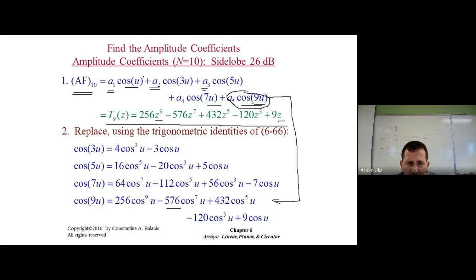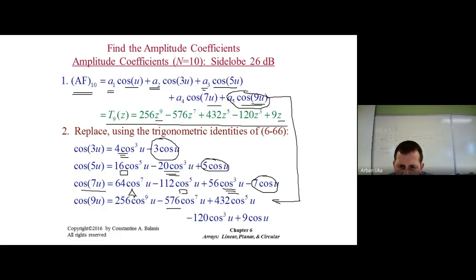So for a moment, let's have a look here. This is cosine 3U. Cosine 3U includes cosine U, and it has cosine cubed. Let's put 3 lines. Cosine 5U includes cosine U, it includes cosine to the power 3, and it also has, let's mark this with a square, cosine to the power 5. Then cosine 7U has the fundamental frequency, cosine to the power 3, cosine to the power 5, and cosine to the power 7.